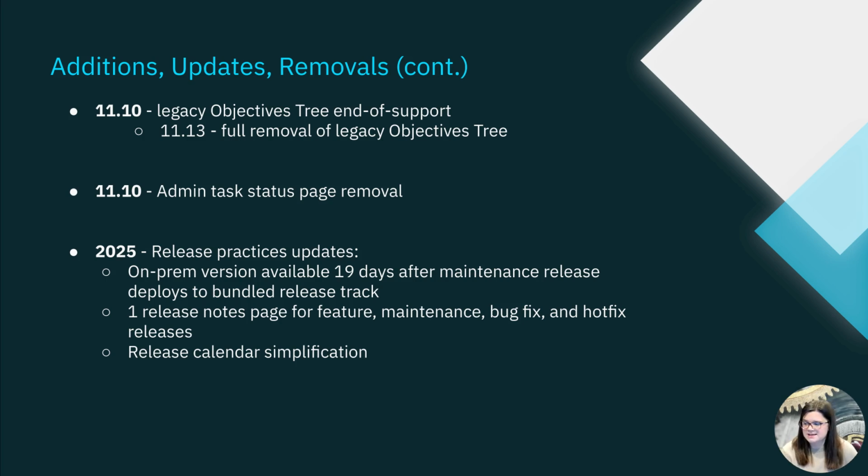And a general update to Atlassian's release practices in 2025. Atlassian will be moving to a continuous deployment model for Jira Align in 2025. And to help facilitate this, they'll be making some changes to their release practices. First, the on-prem versions will become available 19 days after maintenance releases deploy to the bundled release track. This is 1 week later than they are available today. All contents of feature, maintenance, bug fix, and hotfix releases will be found in a single release notes article. And lastly, the release calendar will be simplified to focus on planned feature and maintenance release updates.